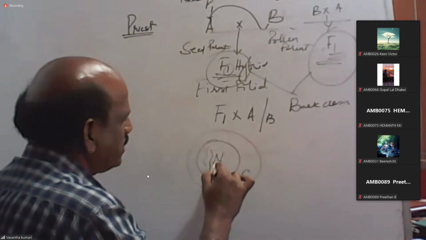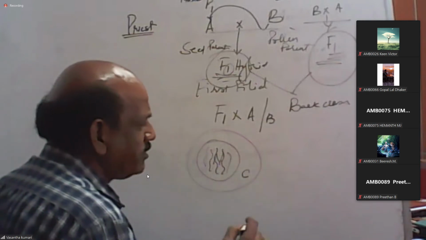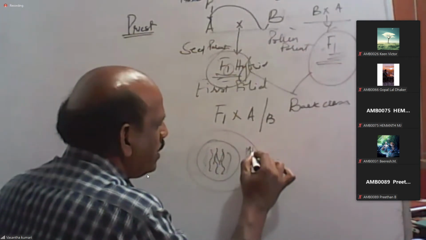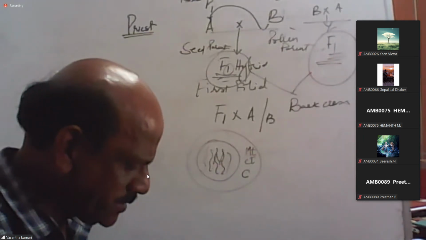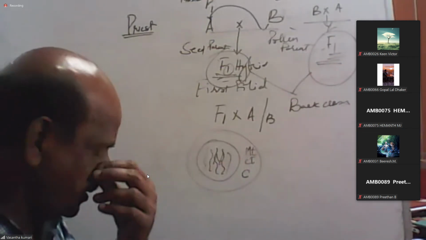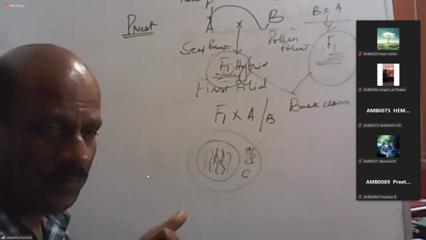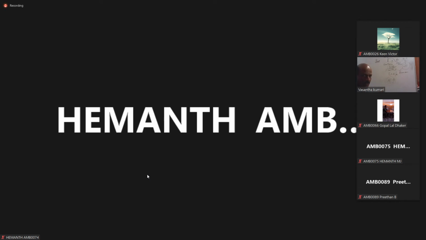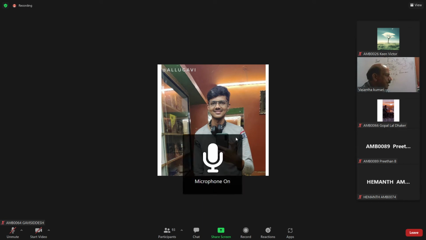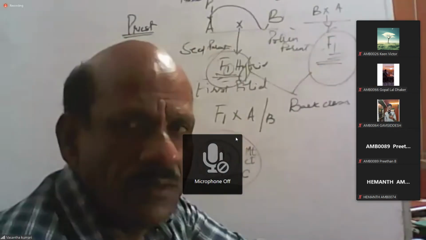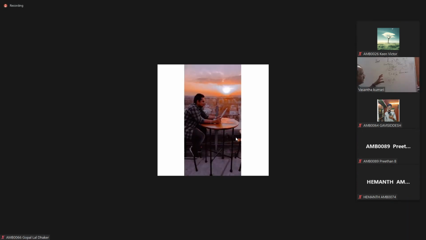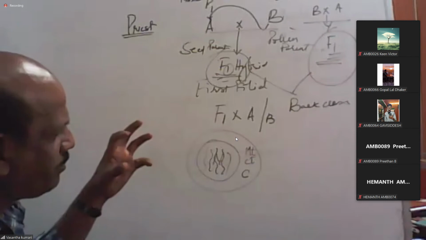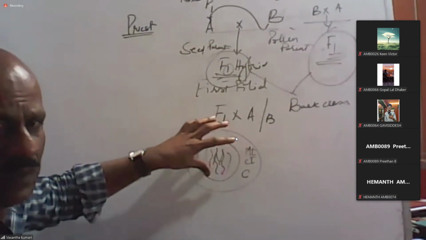In the nucleus you have the chromosomes. In the cytoplasm, where do you have genetic material? You have the mitochondria and the chloroplast. Some DNA is present in the mitochondria and the chloroplast as well. Is that clear? Yes, sir.